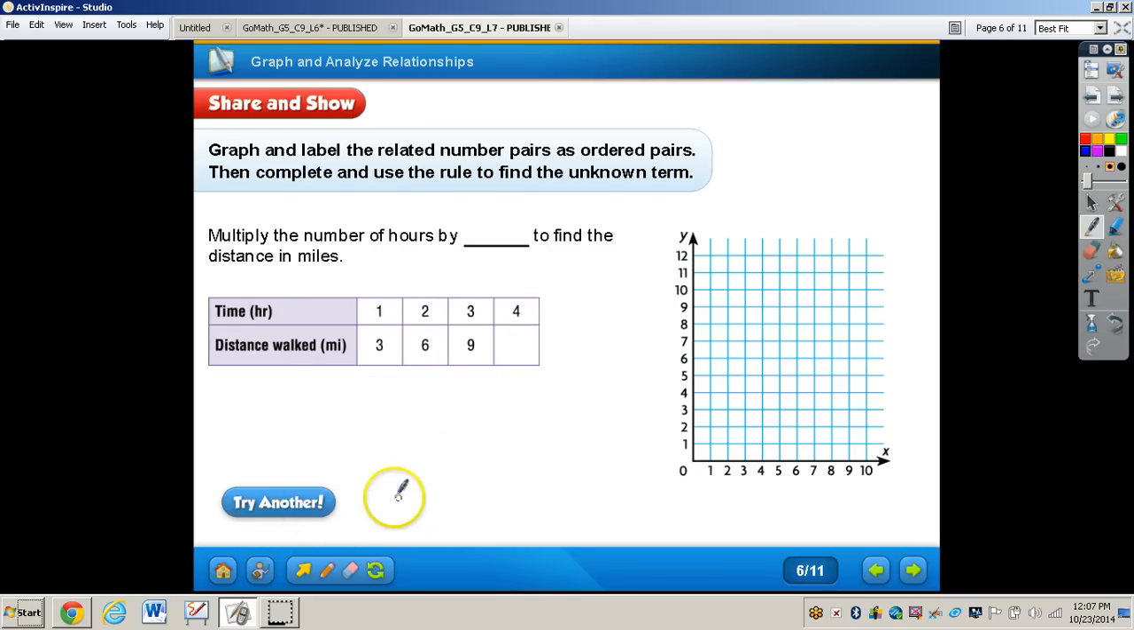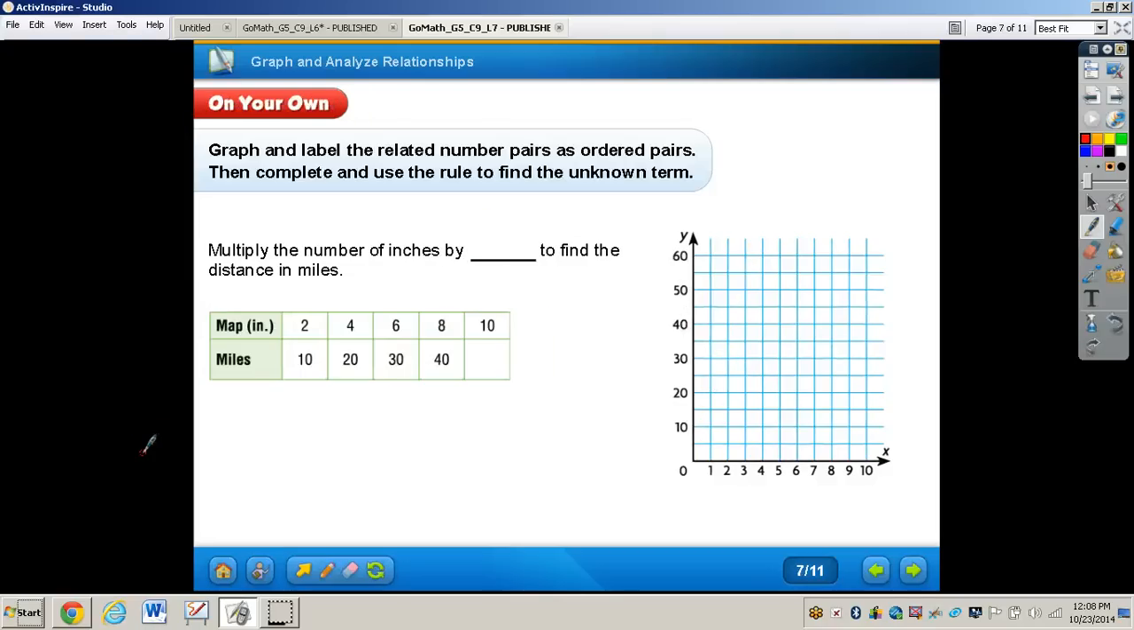Now let's take a look at another problem. I want you to work through this problem. When you're finished, you can press play. I will have the answer for you. Pause the video now. Okay, you can see the answers on my screen. Make sure they match up with yours.